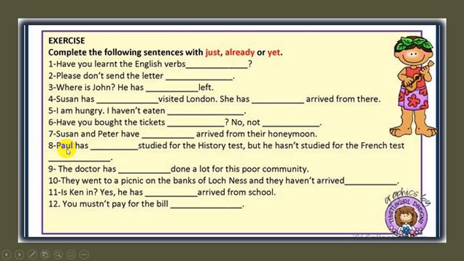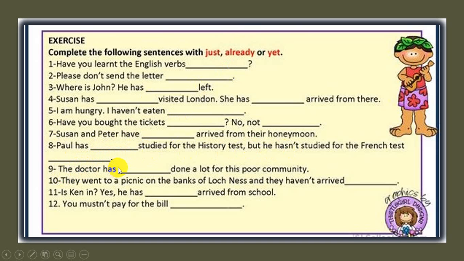Number 8. Paul has space studied for the history test, but he hasn't studied for the French test space. Something happened before now, so Paul has already studied for the history test, but he hasn't studied for the French test yet.